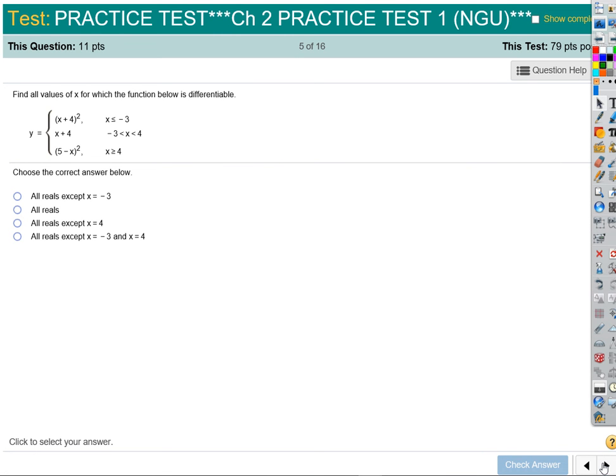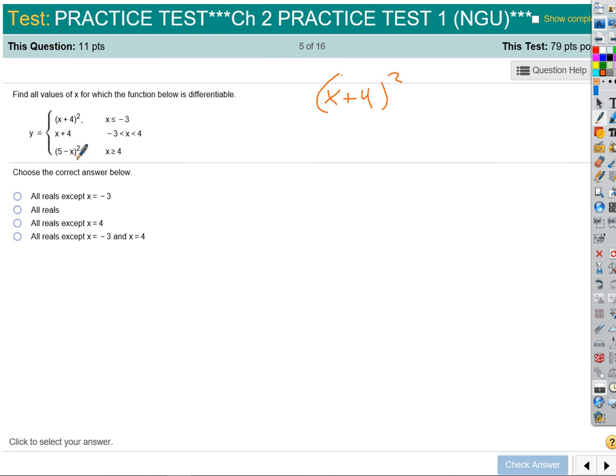Find all values of x for which the function below is differentiable. Okay, so this is a piecewise function, right? So if we look at this piecewise function, on the top piece, x plus 4 quantity squared, that's fine on its own, isn't it? There's no place in that part of the function where I've got to divide by 0, or I'm taking a square root of a negative number, or anything goofy like that. So by itself, it's fine. The middle part of the function, x plus 4, fine, right? Bottom part of the function, 5 minus x quantity squared, fine.